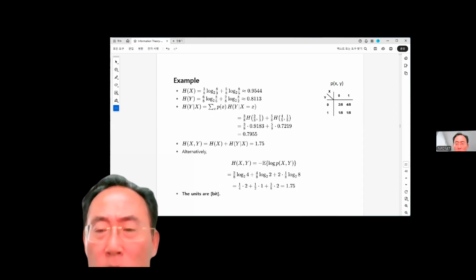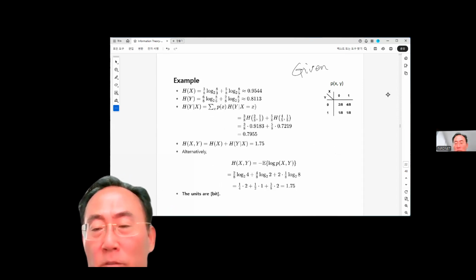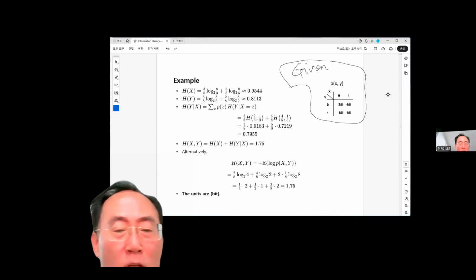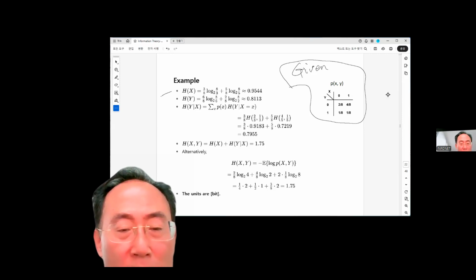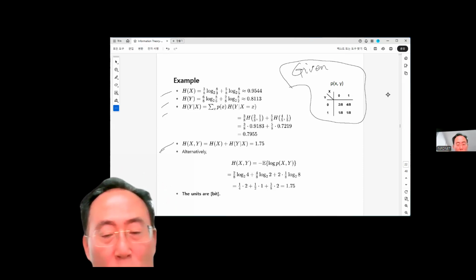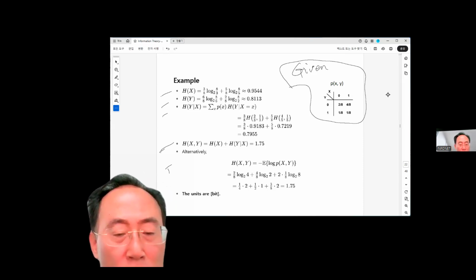Describe this problem. Okay, so here, what is given is this PDF, or a probability mass function. Given this, I want you to calculate H(X), H(Y|X), H(X,Y), and so on.